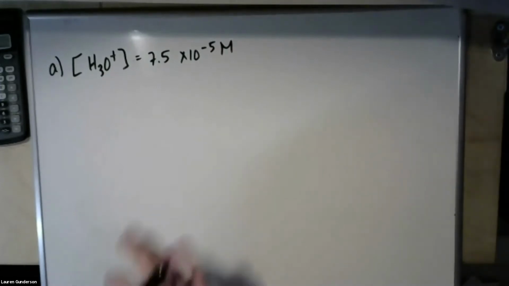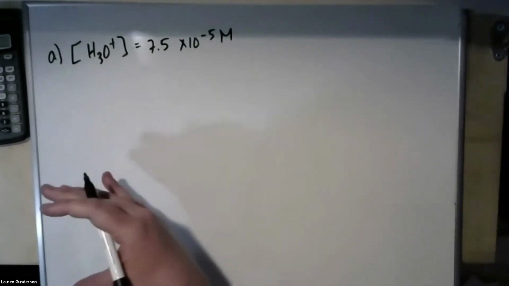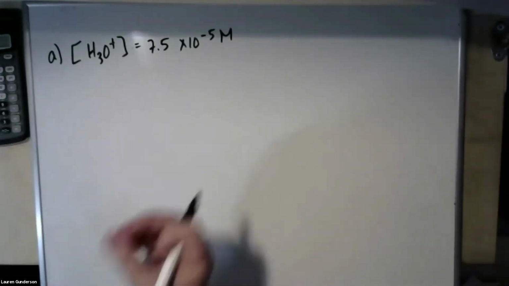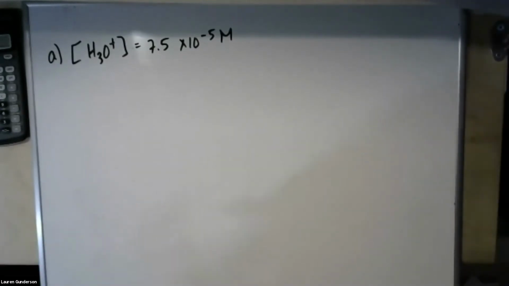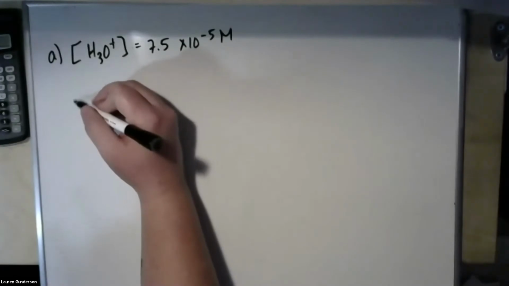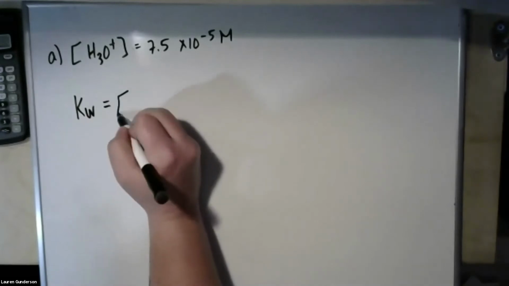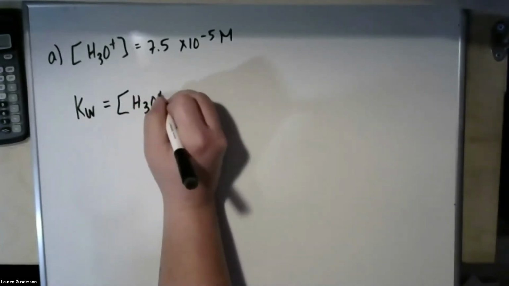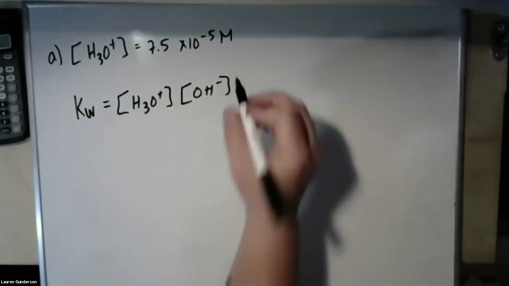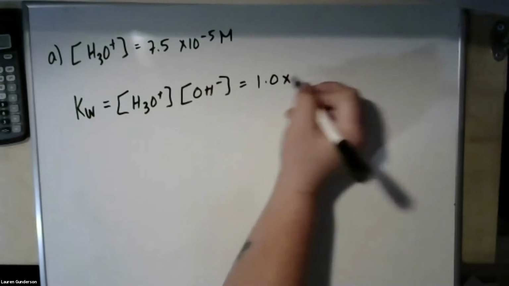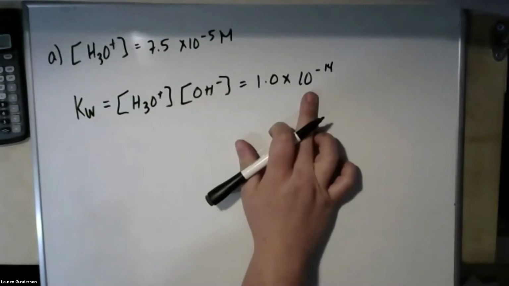What they're asking us to exploit here is the relationship between our KW value and our hydroxide and hydronium ion concentration. We're going to see that relationship written like this. Our KW equals H3O plus times OH minus, and this is going to equal 1 times 10 to the negative 14, because that's the value of KW.